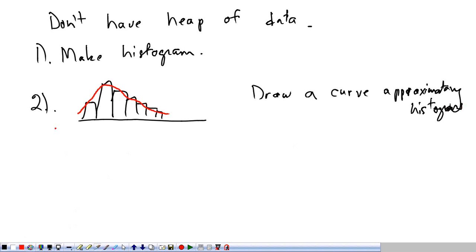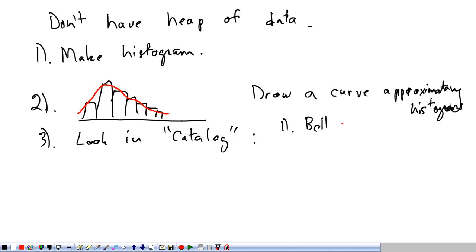Step 3, I look in a catalog, and today we're going to have a catalog of one item, and it's going to be the bell curve. All right, so we're going to do everything with the bell curve today, and that covers a surprisingly large amount of ground.